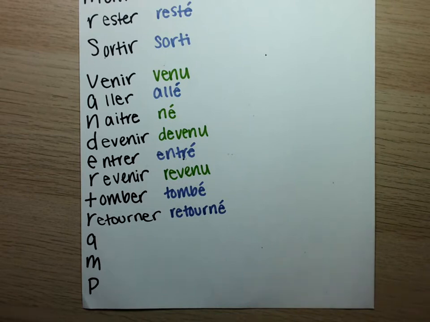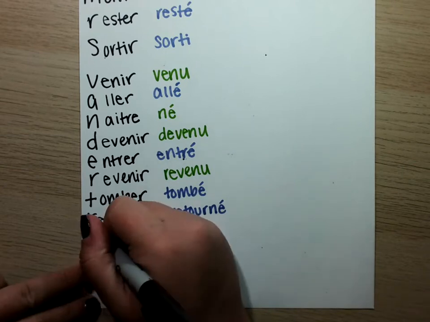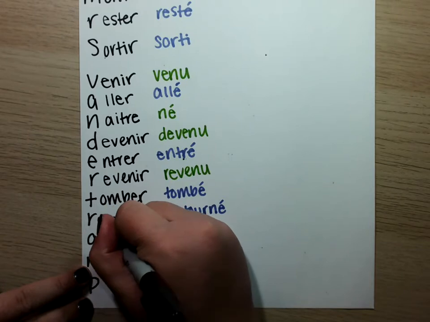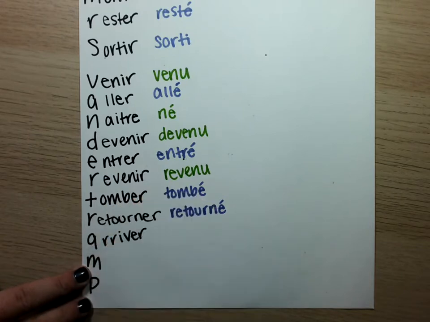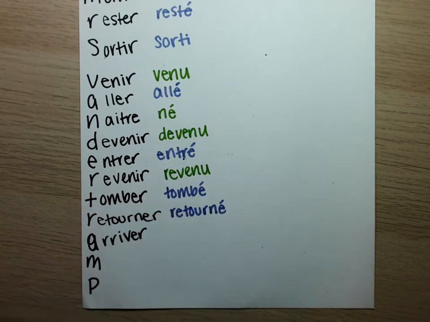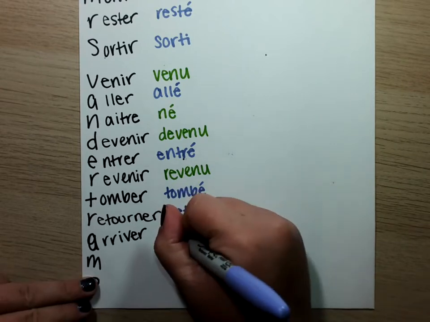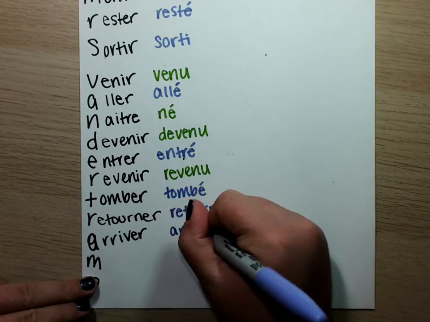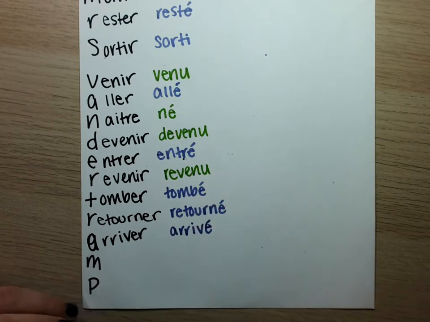All right. Up next is the verb arriver. Believe it or not, that's an A. Make it a better A for you. Arriver, the verb to arrive. Arriver follows the same stem, so arrivé with an accent aigu.